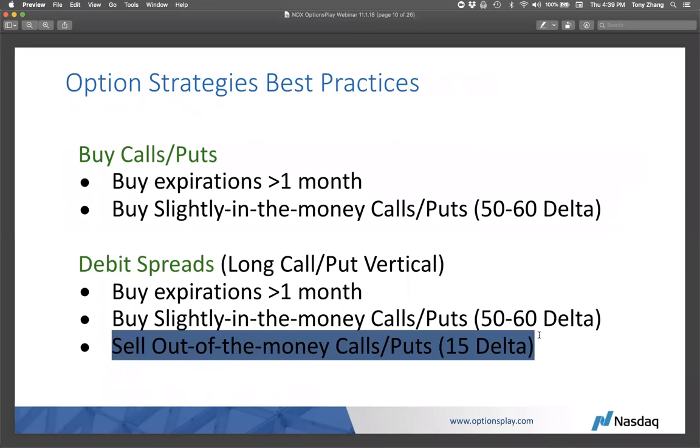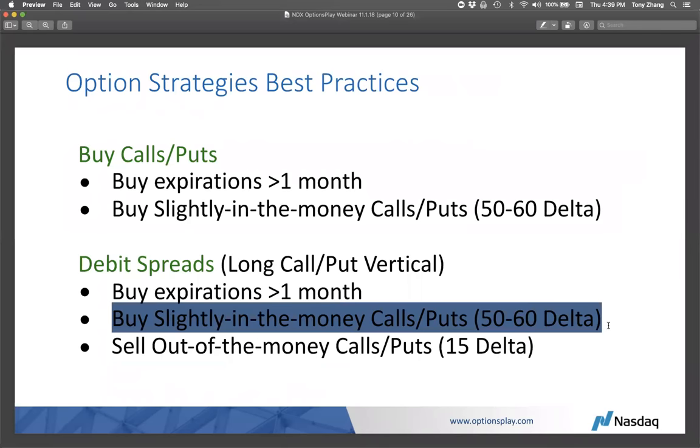brings in a little bit of income, and that causes an offset off the price that you have to pay on the long call. That means you reduce your risk, you reduce the break-even price on your strategy, and you're reducing the time value or the time decay on the whole strategy. So those are some of the benefits of trading debit spreads.